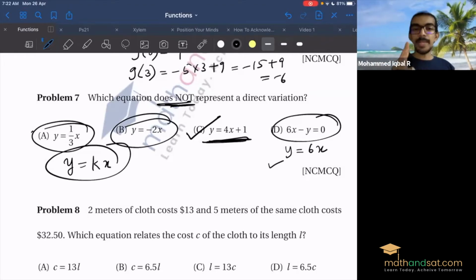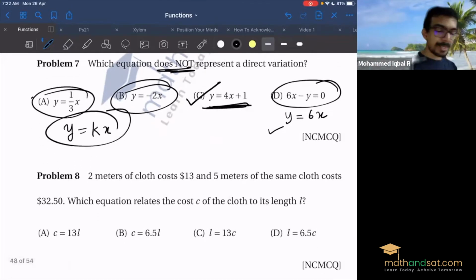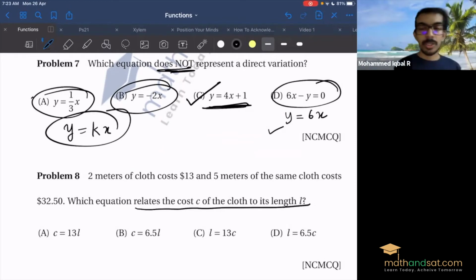$26. 2 meters will cost $13. 4 meters will cost what? $26. Right? So the logic here is that there is a direct variation in this case. That is what you need to figure out, and it's also understood from the options. If you look at the options, every option talks about a direct variation. There is no constant being added. So which equation relates the cost to the length?